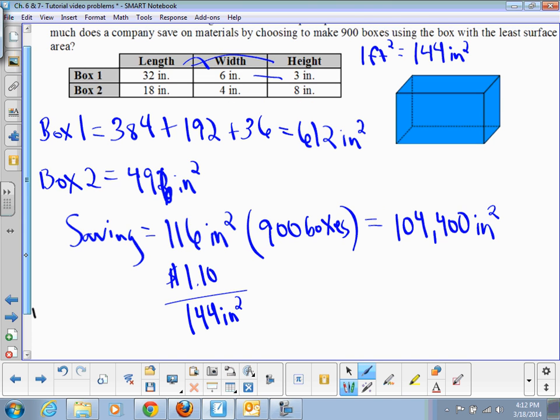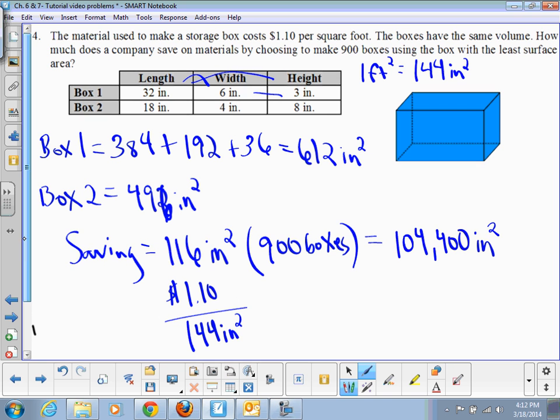So instead of saying $1.10 per square foot, that's kind of the same thing as saying $1.10 per 144 square inches. And we don't know how much money we're saving. That's what we're trying to find out. And we do know that we have saved 104,400 square inches. So now we have a proportion. If we save $1.10 per 144 square inches, how much money will we save for 104,400 square inches?